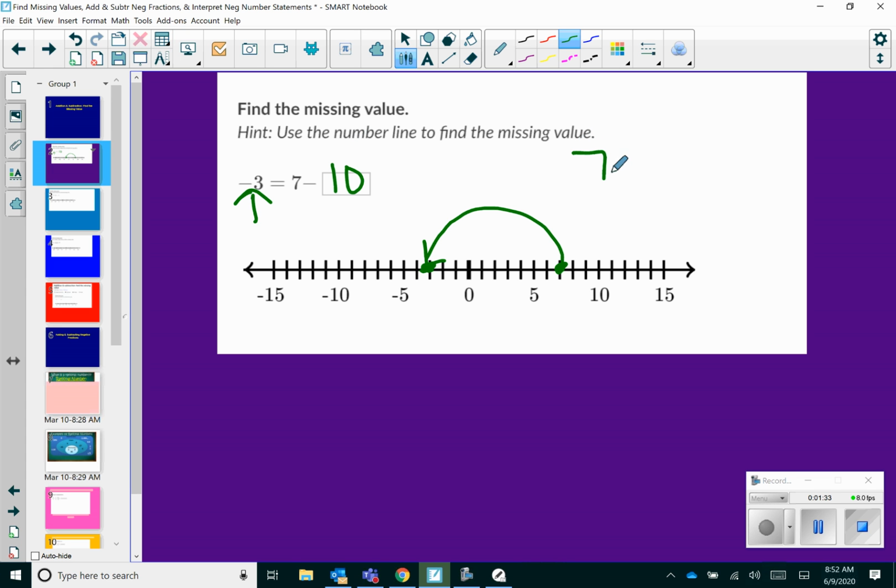So now if I were to take 7 minus 10 and do keep, change, is that going to leave me with a -3? Yes. And that's how you can check it to make sure you did it correctly.